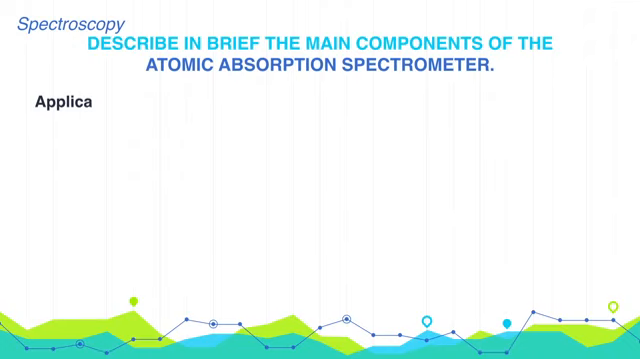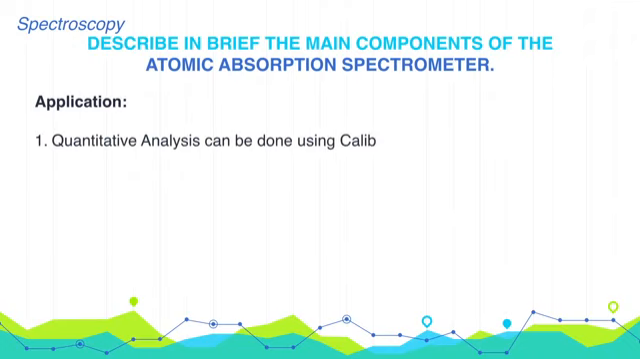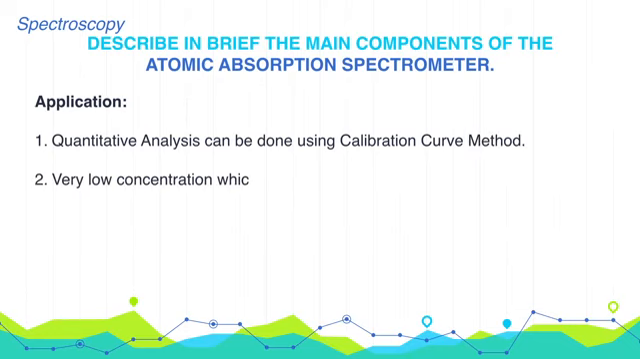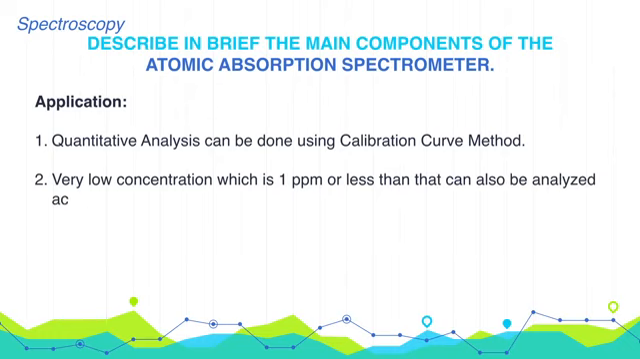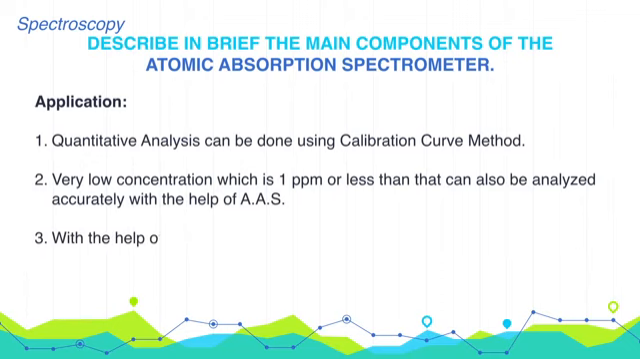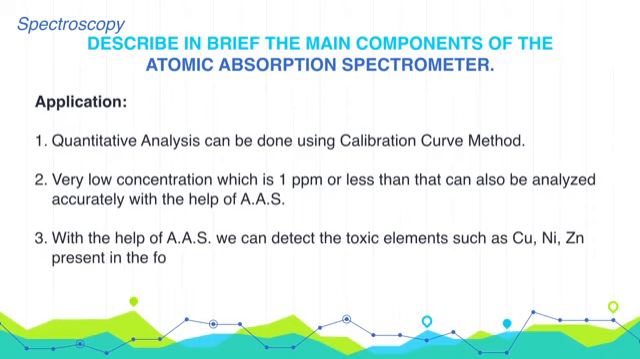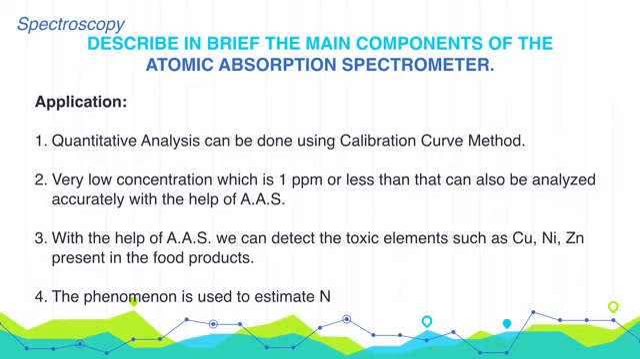So what are the applications? First, quantitative analysis can be done using calibration curve method. Second, very low concentration, which is around 1 ppm or less, can also be analyzed accurately with the help of AAS. With the help of atomic absorption spectrometer, we can detect the toxic elements such as copper, nickel, zinc present in the food products. The phenomena is used to estimate sodium and potassium present in the blood serum.